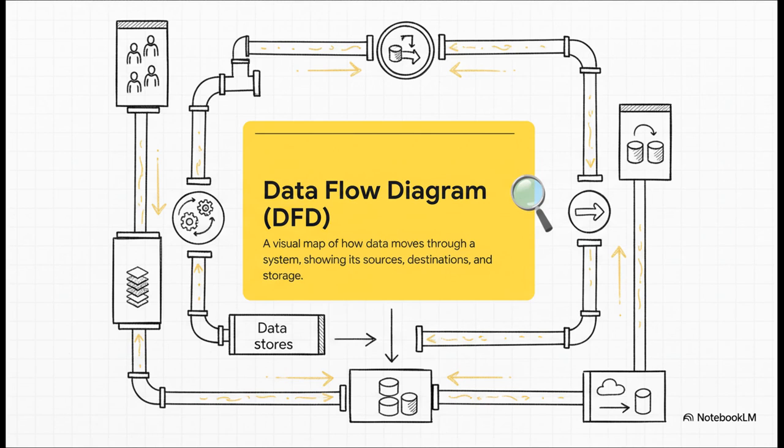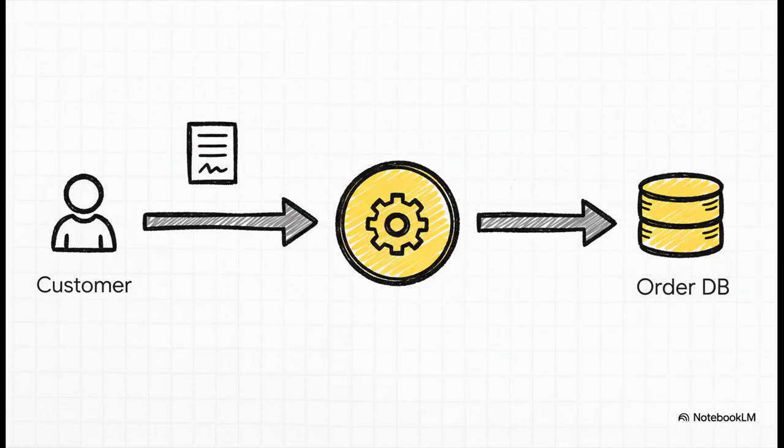And yep, you guessed it, there's a tool for that. It's called Data Flow Diagram, or DFD for short. Honestly, the best way to think of a DFD is like a plumbing diagram, but instead of water, it's showing you how information flows. It maps out exactly where data comes from, how the system chews on it, and where it ends up. So here's what it looks like in action.